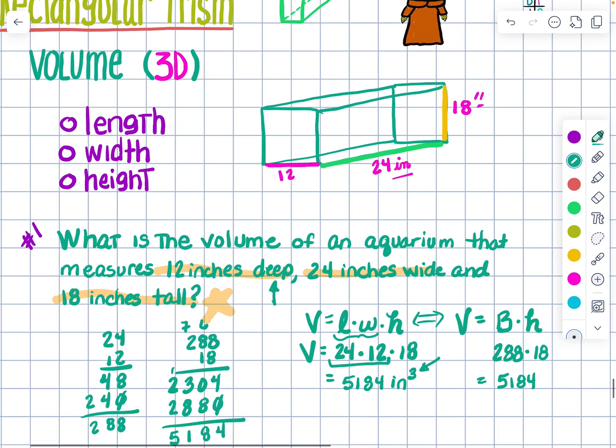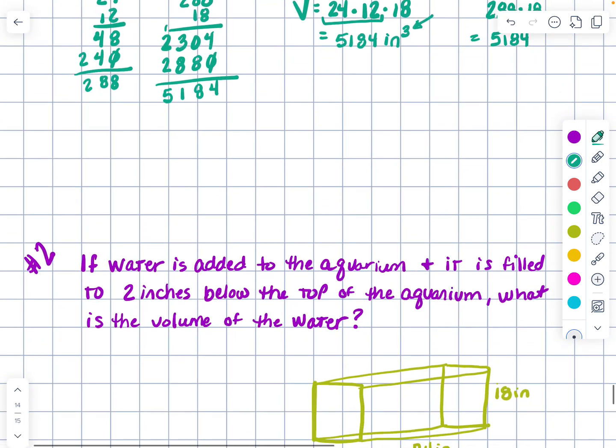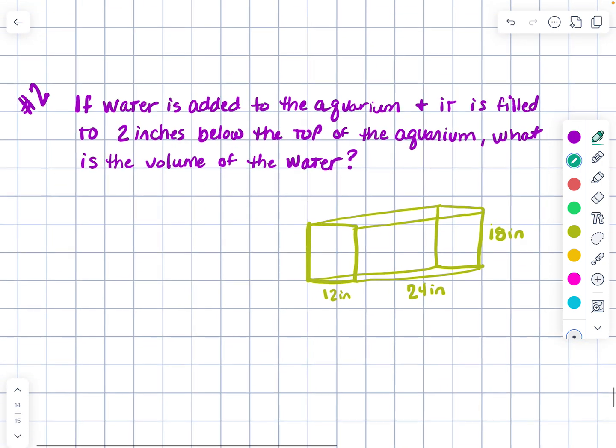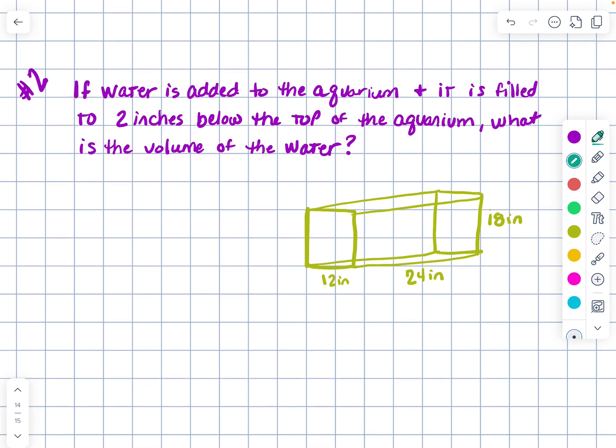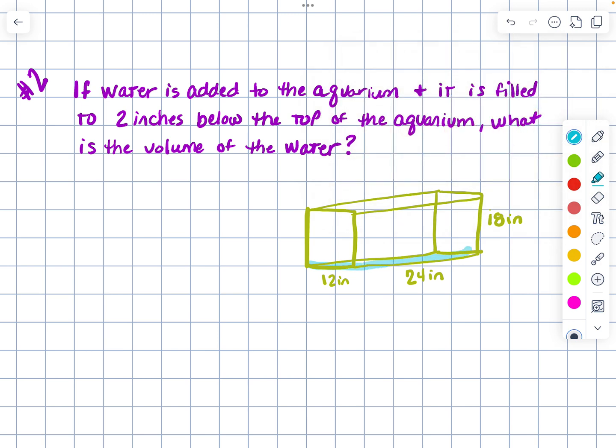Now I'm going to take this same aquarium, and we're going to throw in a little bit of a twist here. So if we add water to the aquarium and it's filled to 2 inches below the top of the aquarium, what is the volume of the water? So let's draw this water in. So that means I'm going to fill up the water until it's just below the top of this aquarium.